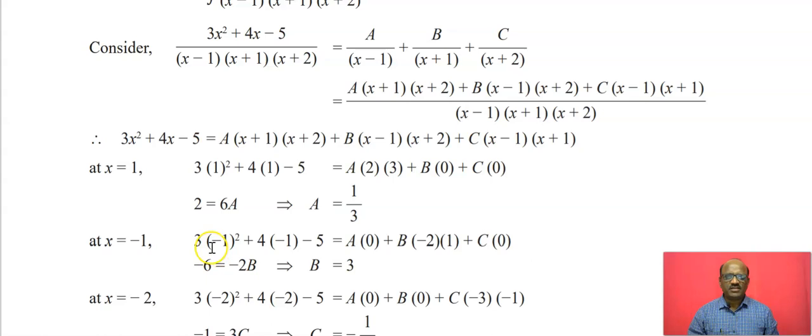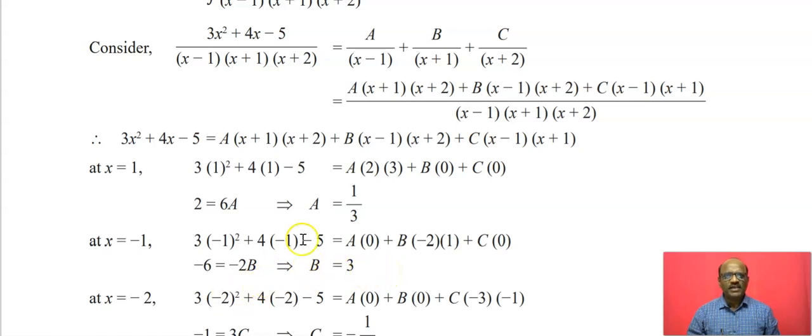And what about here? Here it is 3 − 4 − 5. −4 − 5 is −9, −9 + 3 is −6. Therefore, −2B = −6. You will get the value of B. B = 3.